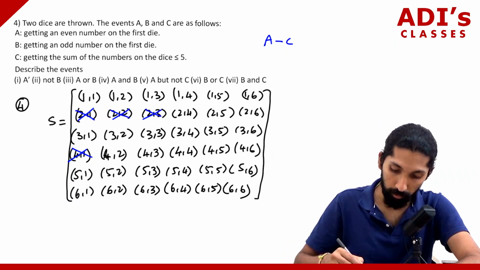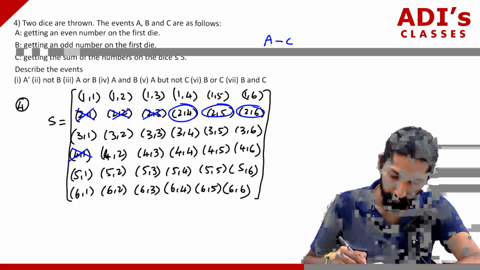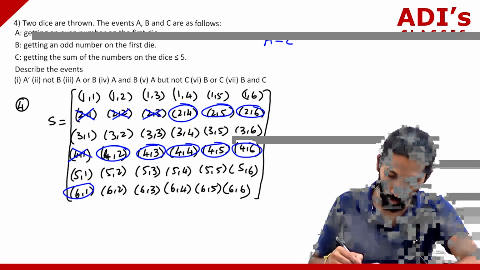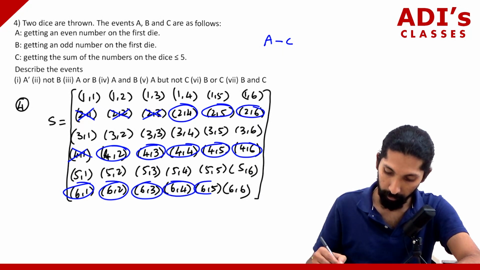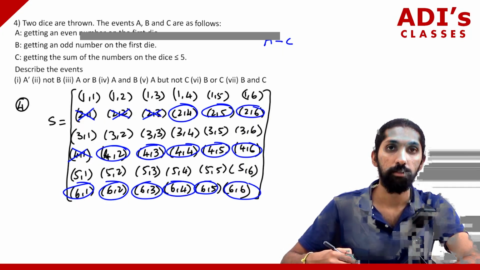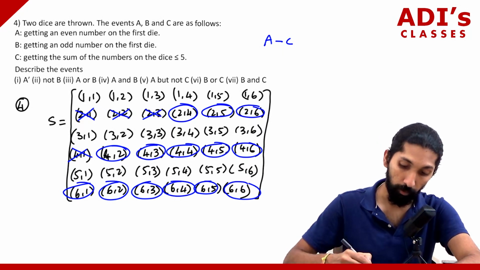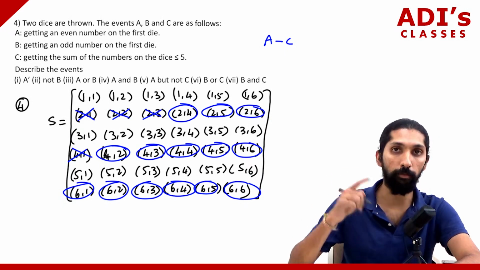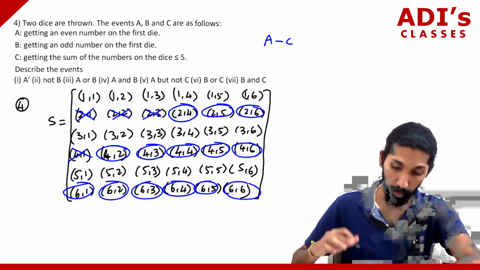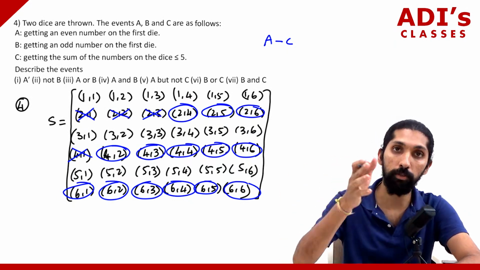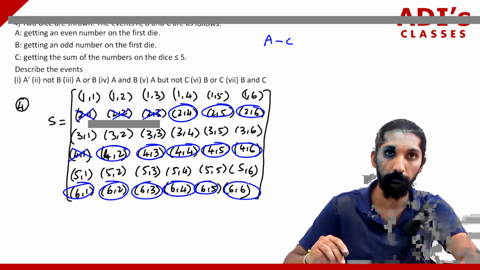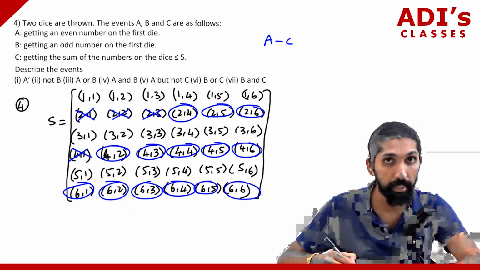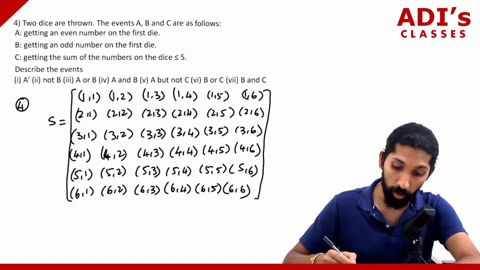So what are the values now? 1, 2, 3, 4, 5, 6, 7, 8. And here all 6 of them. Correct? So these are the values for A but not C. That's 2,4; 2,5; 2,6; then 4,2; 4,3; 4,4; 4,5; 4,6; 6,1; 6,2; 6,3; 6,4; 6,5; 6,6. All of it. Fine? This is the answer for the fifth one. A but not C.